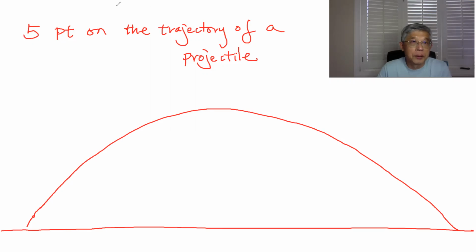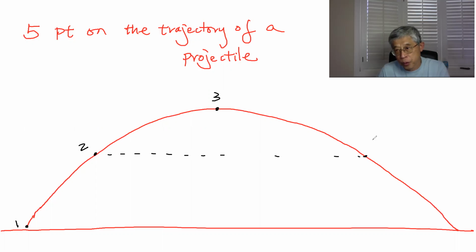Okay, not too bad. I'm changing color. So I'm going to draw 5 points: point 1, point 2, point 3 on the top, point 4, at the same height, right there. Point 4. So this is at the beginning, and this is right before you strike, right before you hit the ground.